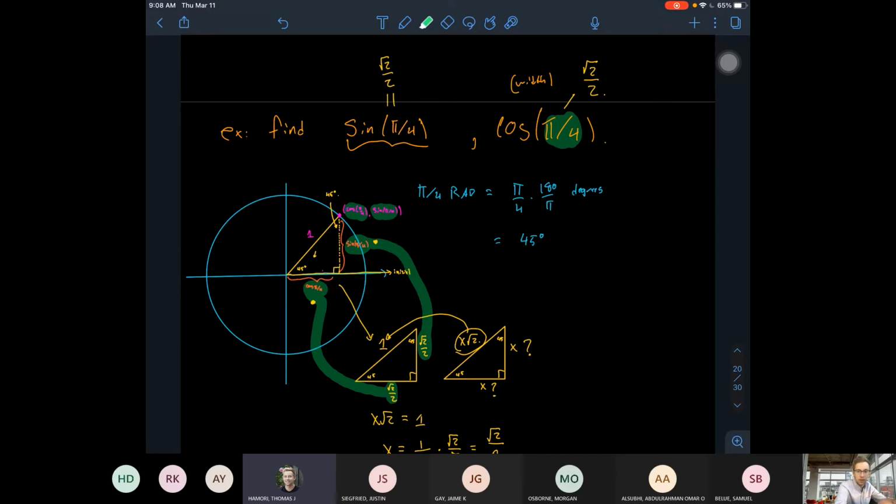That's right, Sam. Both cosine of pi over 4 and sine of pi over 4 are equal to square root 2 over 2.